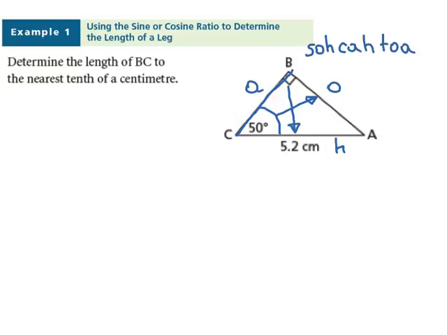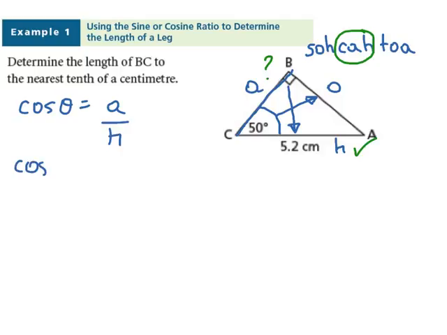and through SOHCAHTOA we can see which trig ratio we're supposed to use. We know that the hypotenuse is 5.2, and we're looking for the adjacent side. So we're going to use cos to find our answer. Cos of any angle, which is usually theta, is adjacent over hypotenuse. Now we're going to plug in the values we know. It's cos of 50. Adjacent we do not know, and we know the hypotenuse, which is 5.2.